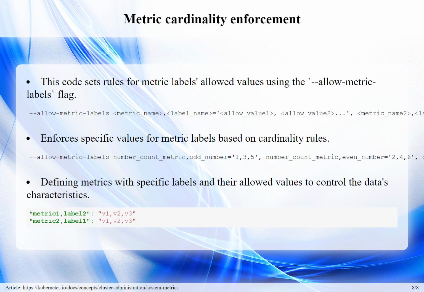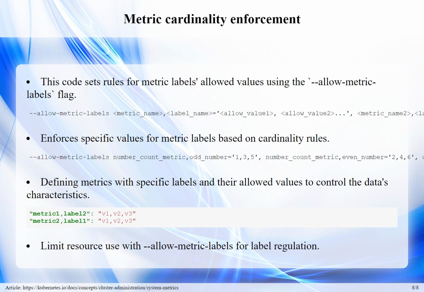The code snippet is defining metrics and their corresponding labels with their allowed values. For example, metric1 with label2 can have values v1, v2, v3, and metric2 with label1 can also have values v1, v2, v3. These definitions help enforce the cardinality of the metrics by specifying the allowed label values.